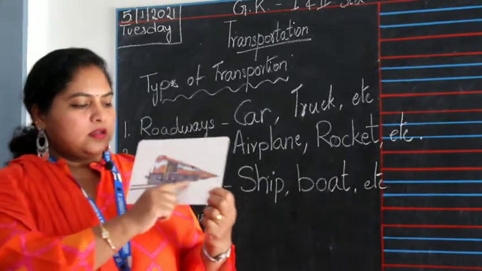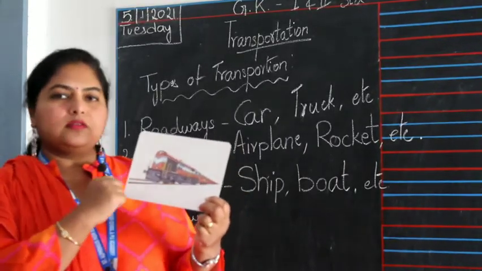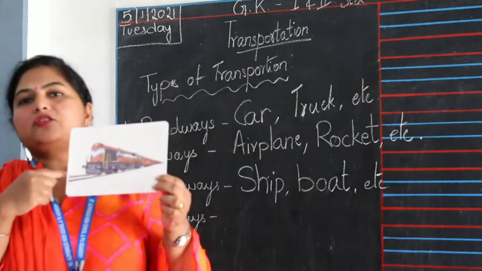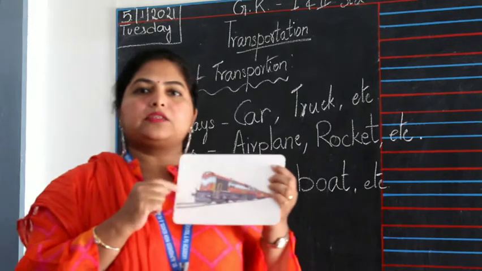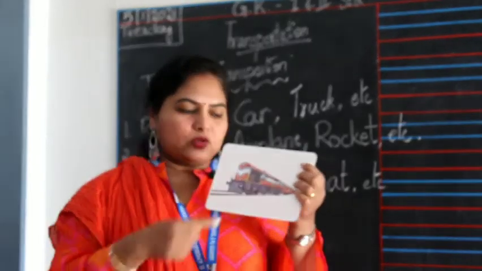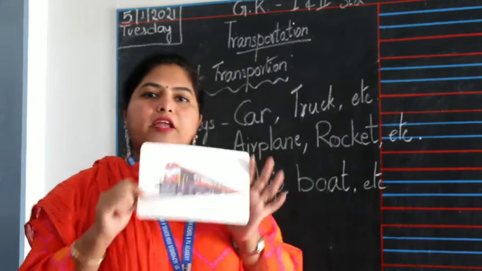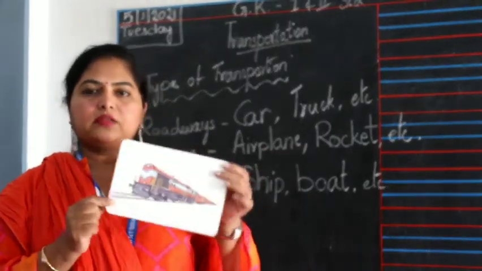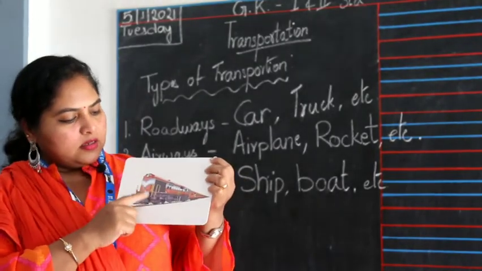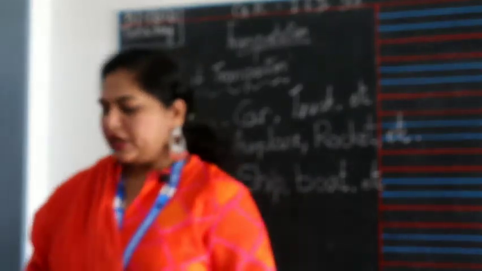Rails are those rails which are made for the trains to go on. The trains have metal wheels, they cannot go on the road. So they have to go on the metal rails which are laid for trains to move on. So those are called rails. So railways, the train goes on the rail, it's called railways. So train is one of the examples of railways.